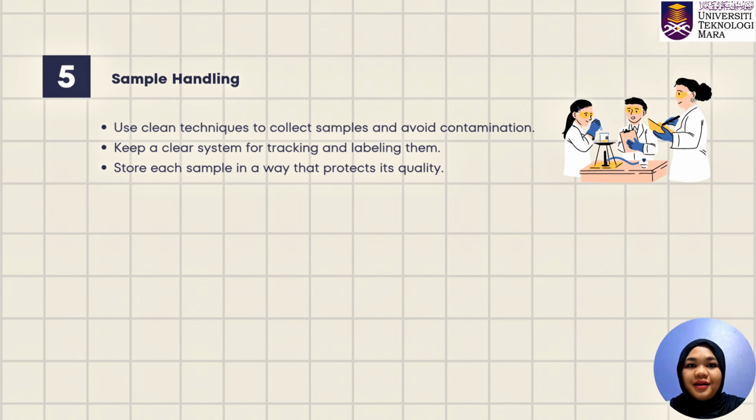Number 5. Sample handling. Use clear techniques to collect samples and avoid contamination. Keep a clear system for tracking and labeling them. Store each sample in a way that protects its quality.